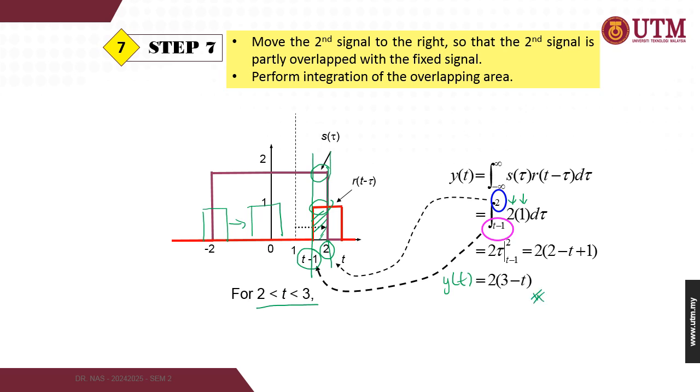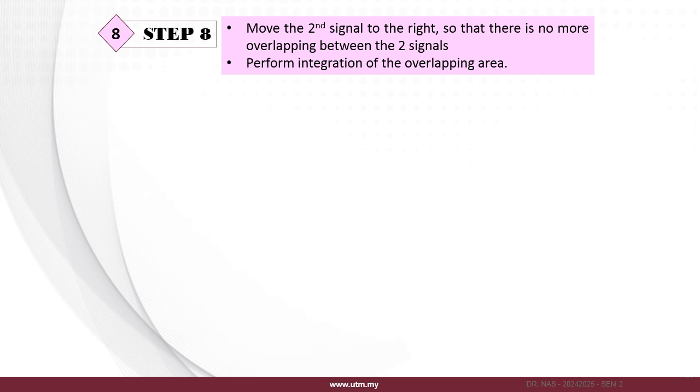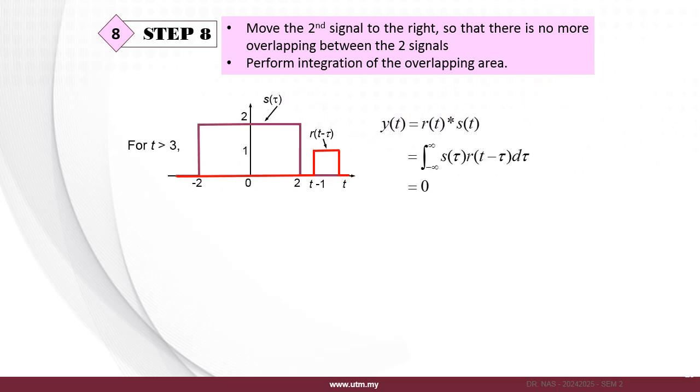Finally, move the second signal again far to the right until there is no more overlapping between the two signals. Now the signal has been moved from partly overlapping to no more overlapping. So when the second signal is positioned here, there's no more overlapping between the first signal and the second signal. So obviously the integration yields 0.